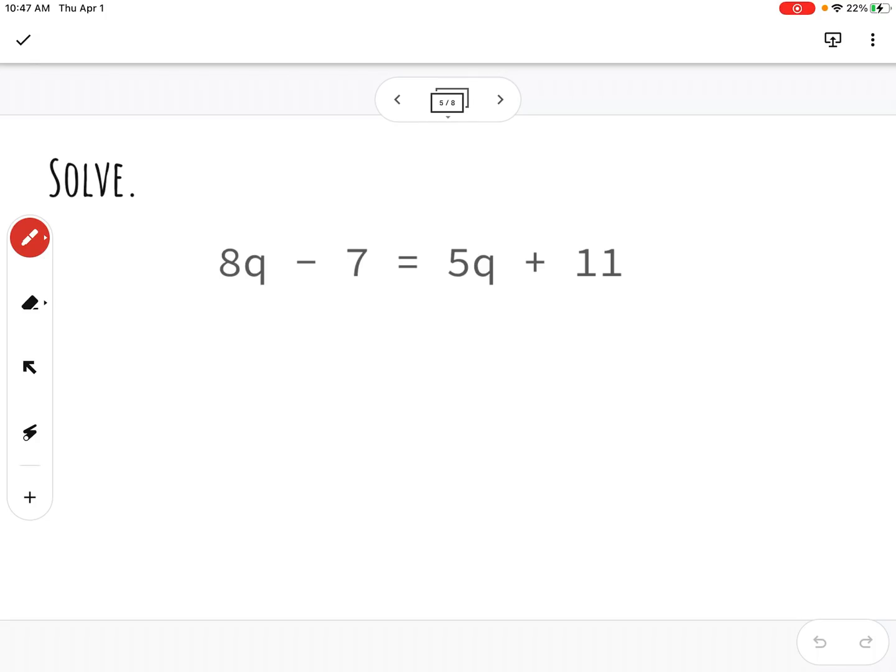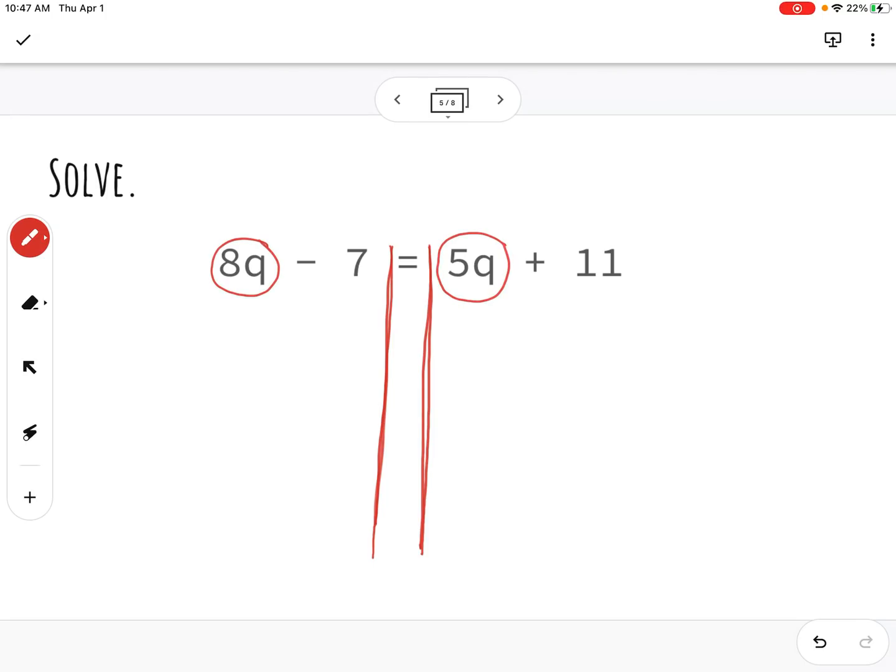The first thing I'm going to do is kind of draw this line to separate my sides of the equation. I'm looking for my variables. I have 8q here and 5q here. Which one is more? You got it, 8q. I'm going to leave that be. If I have 5 to get to 0, I'm going to subtract. So I'm going to say minus 5q is 0. Do it on the one side, do it on the other. 8 take away 5 is 3q.